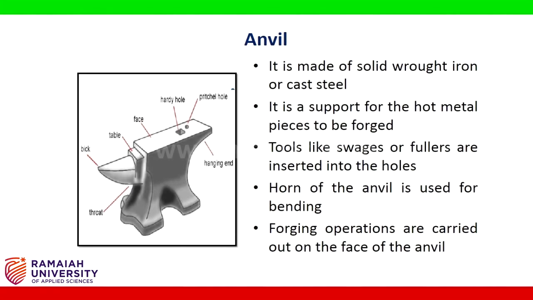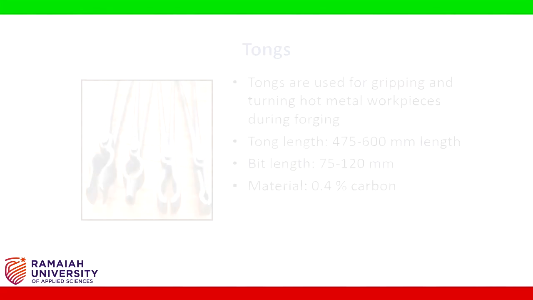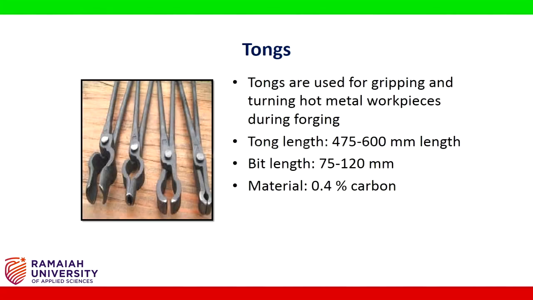Anvil. It is made of solid wrought iron or cast steel. It is a support for the hot metal pieces to be forged. Tools like swages or fullers are inserted into the holes. The horn of the anvil is used for bending. Forging operations are carried out on the face of the anvil. Tongs. Tongs are used for gripping and turning hot metal workpieces during forging.